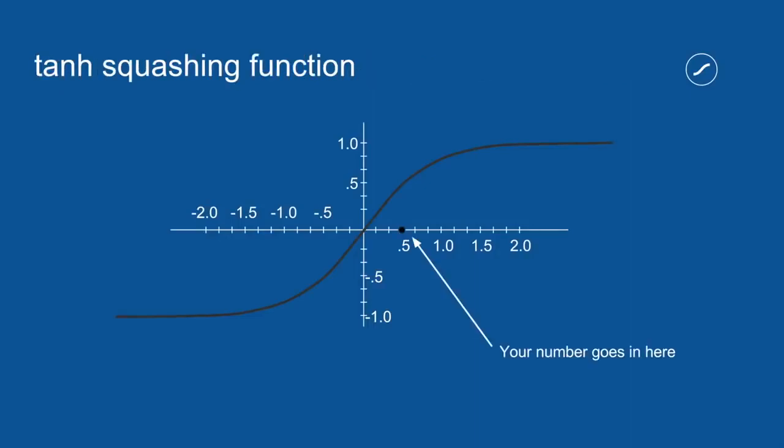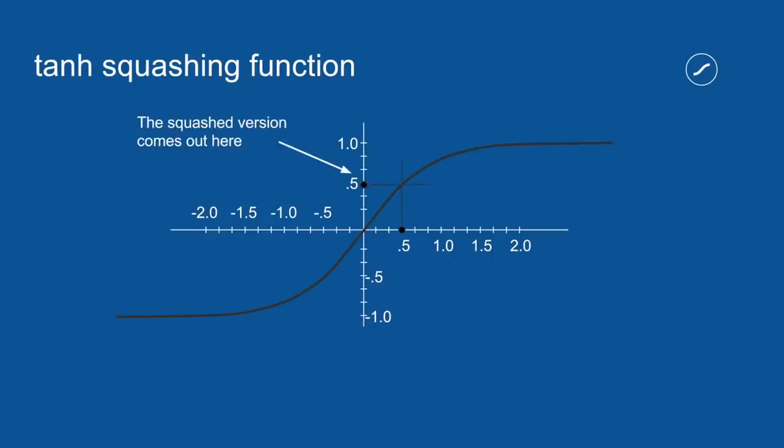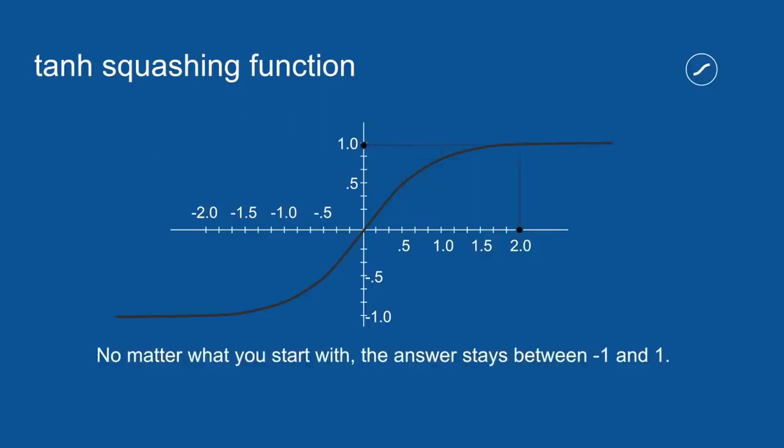For instance, if something received a total vote of 0.5, you draw a vertical line up. Where it crosses the function, you draw a horizontal line over to the y-axis, and there's your squashed version out. For small numbers, the squashed version is pretty close to the original version, but as your number gets larger, the number that comes out is closer and closer to 1. And similarly, if you put in a big negative number, then what you'll get out will be very close to -1. No matter what you put in, what comes out is between -1 and 1.